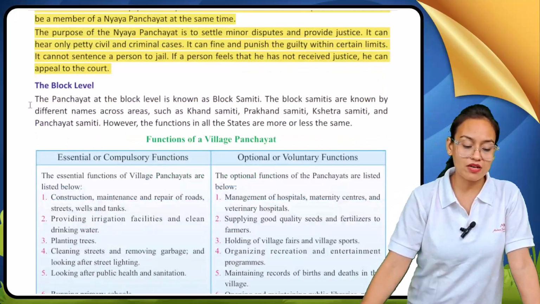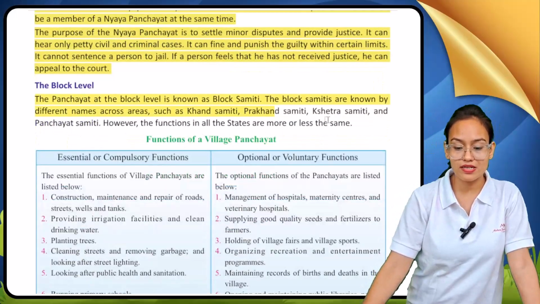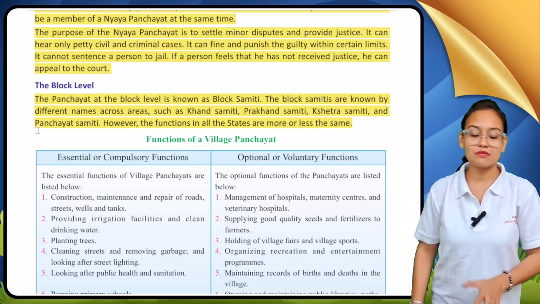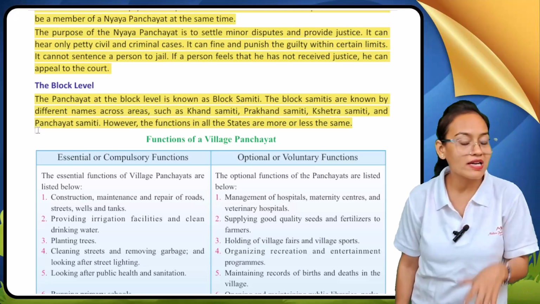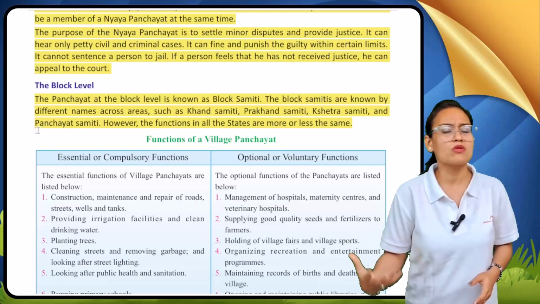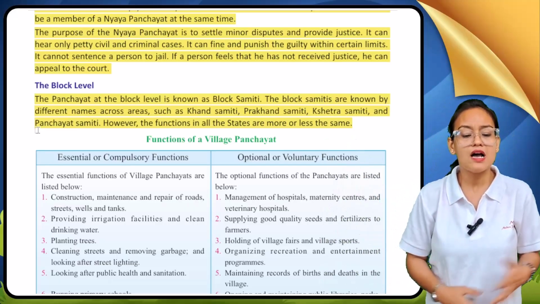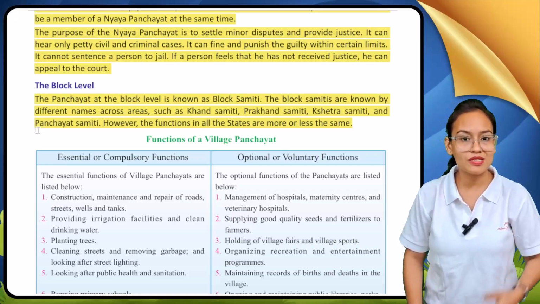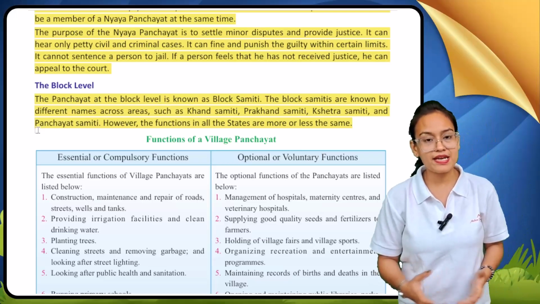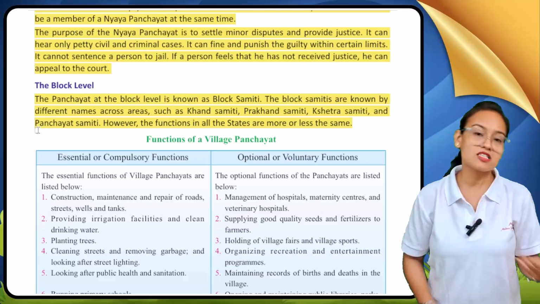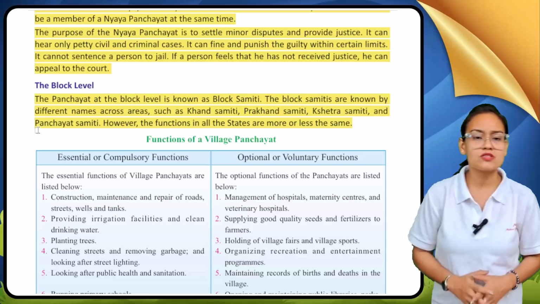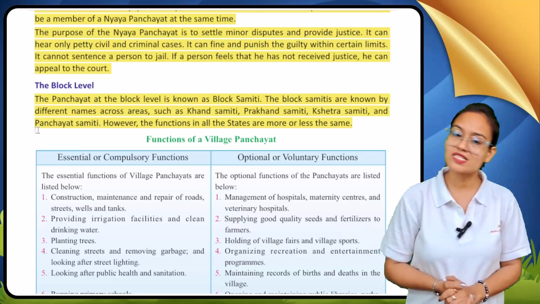Now the block level. What is the meaning of block level? The panchayat at the block level is known as the block samiti. The block samitis are known by different names throughout India. In some places it is known as khand samiti, in some portions of India prakhand samiti, in some areas kshetra samiti, and somewhere panchayat samiti. But all the functions remain the same throughout the states.